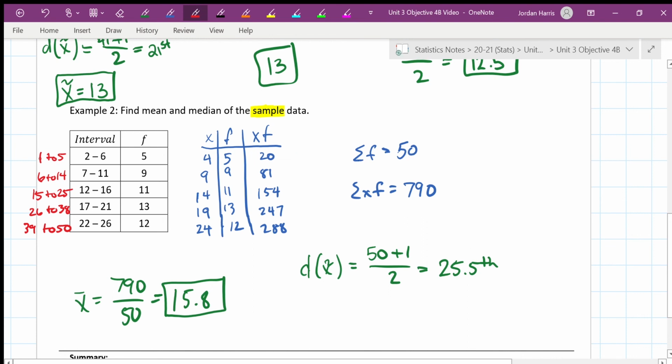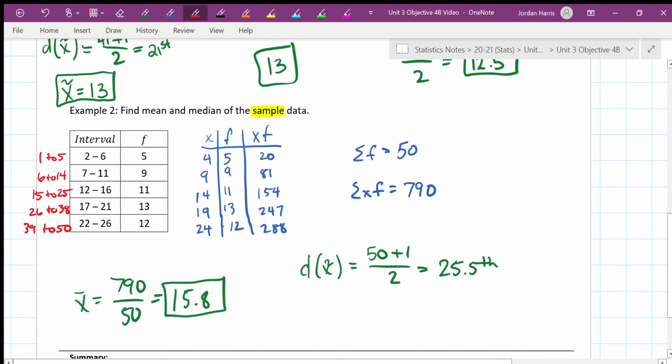So notice, if you're confused by this, it's 1 to 5, because that's my first term. How many in the first? 1 to 5. Then the next one is 6 to, add the frequency to the last one, so 14. 15 to, add those two, and I get 25. 26 to, add those two, and I get 38. And 39 to, add those two, and you get 50.